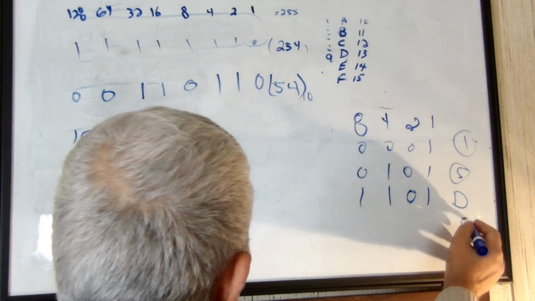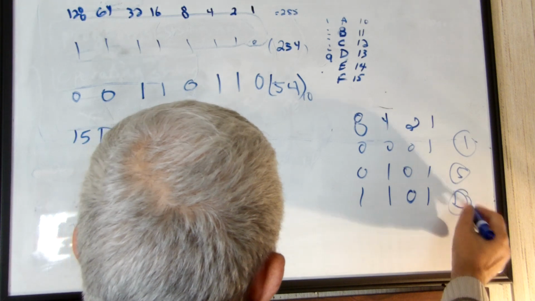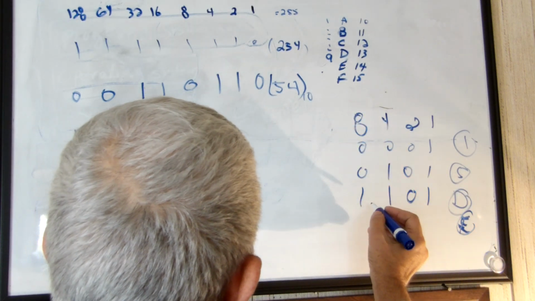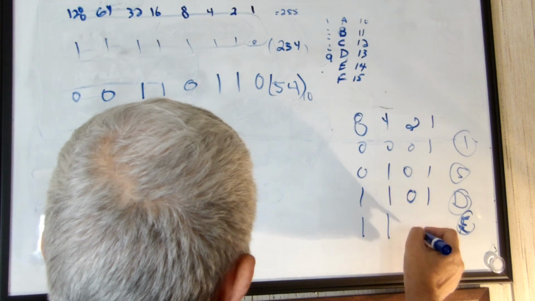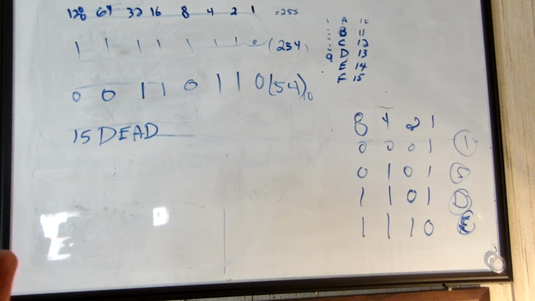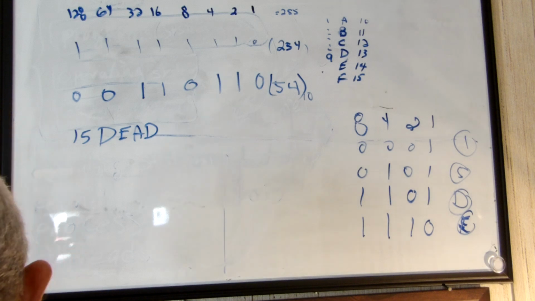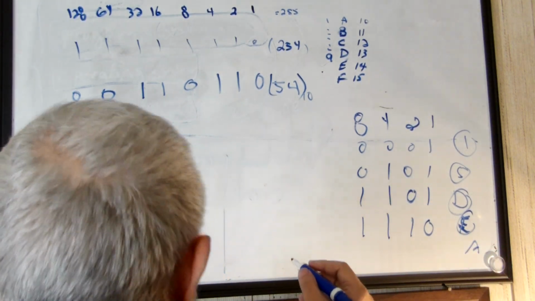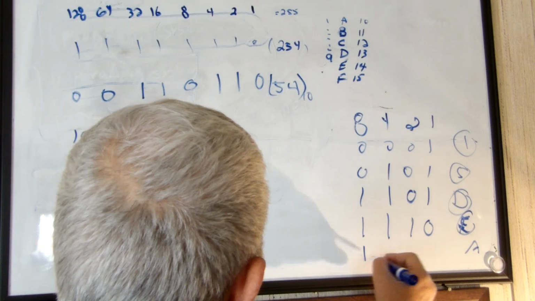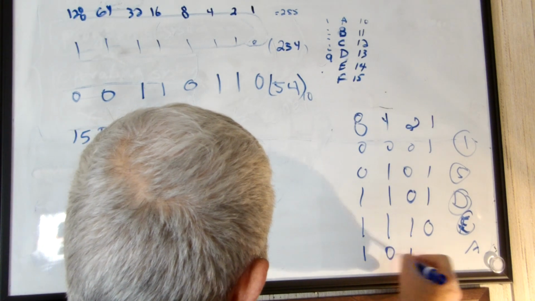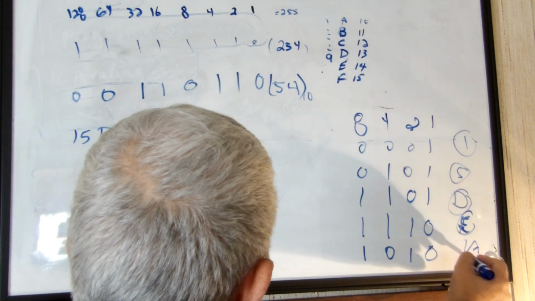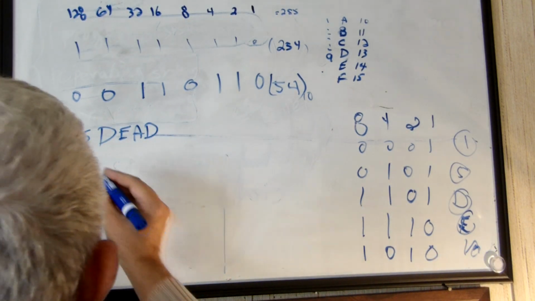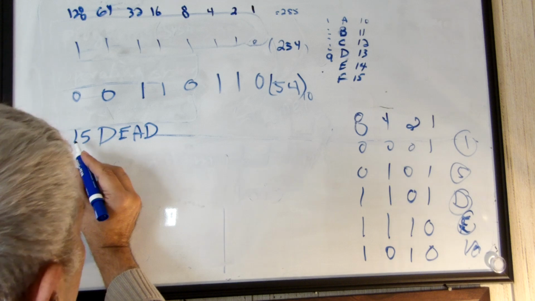E. Okay, what is E? E is 14. So 8 plus 4 is 12, plus 2 is 14. And A is 10. So 8 plus 2 is going to be 10. And then D is the same as before. So we write it here. We write it like this.